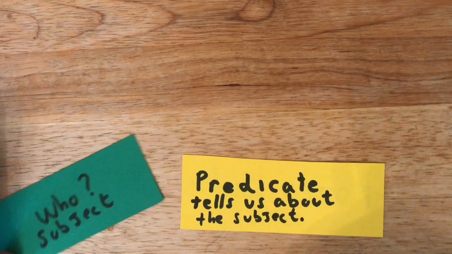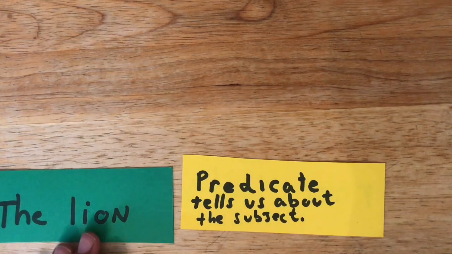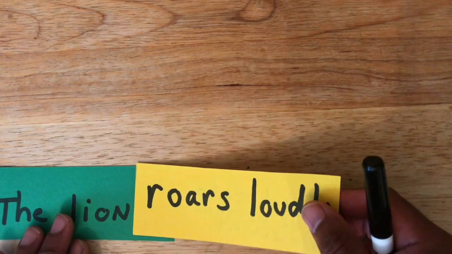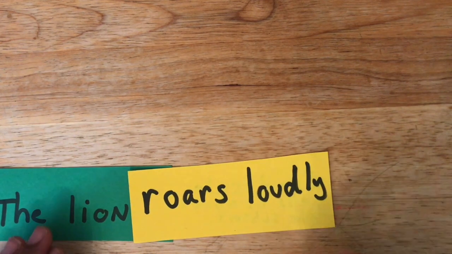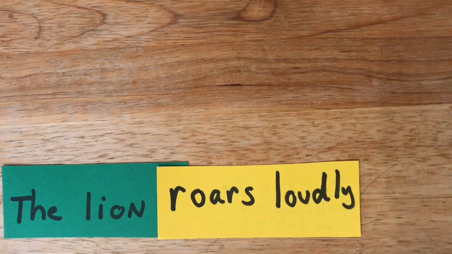So in this sentence, the lion is my subject. And what am I saying about the lion? He roars, or it roars loudly. That is my predicate. You see? So who or what I'm talking about? Subject. Then I have my predicate, roars loudly, that tells me about the subject. Now I have a sentence.